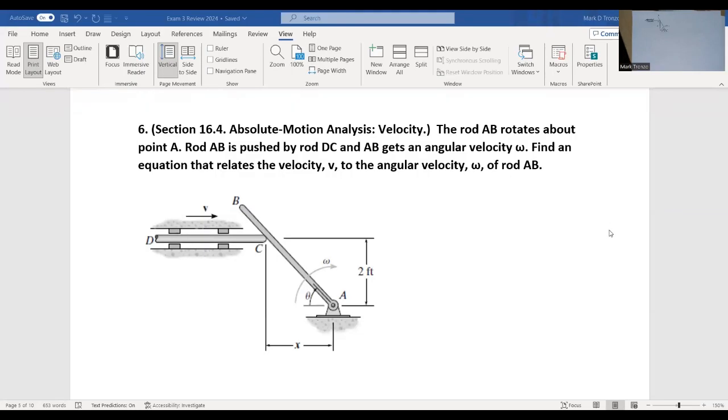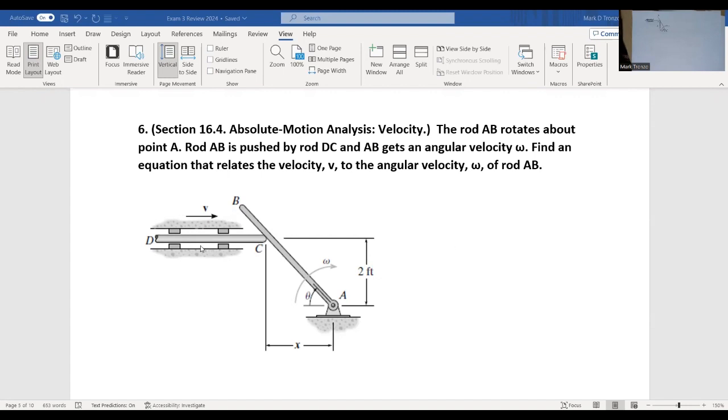Now we're going to look at this problem. The rod AB rotates about the point A, and rod AB is pushed by DC, and AB gets an angular velocity omega. Find an equation that relates the velocity V to angular velocity omega of rod AB.